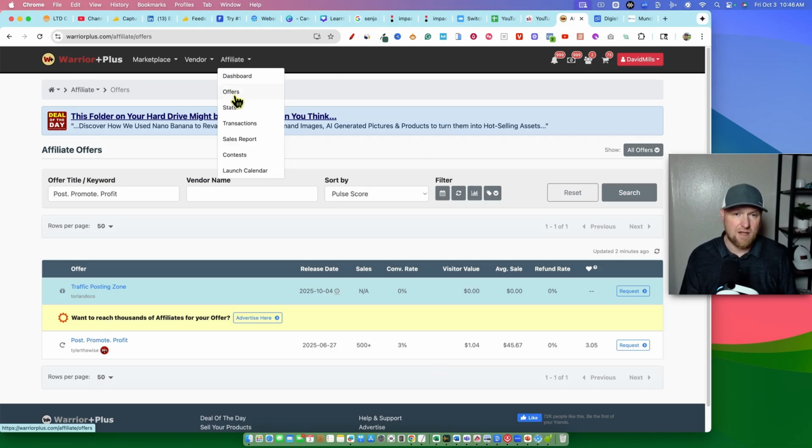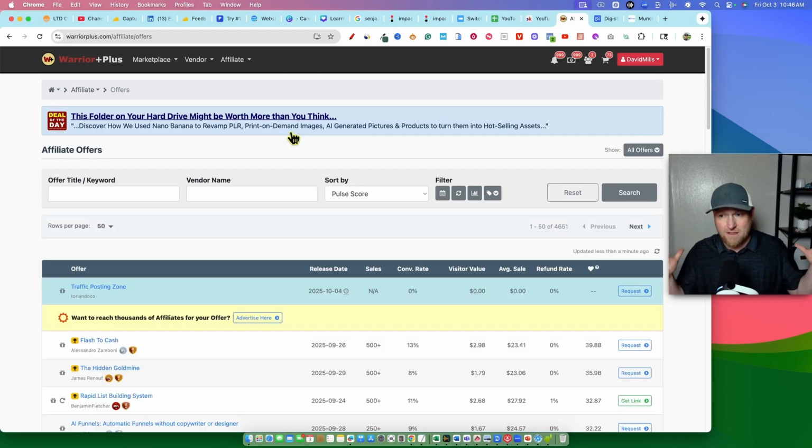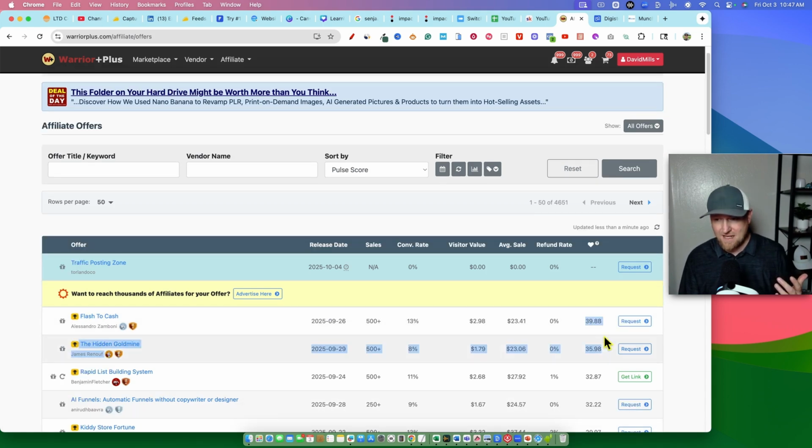Another really cool thing is you just come back over here to offers, and immediately the default dashboard that you're going to get is going to be from Pulse Score. The product on Warrior Plus that has the highest Pulse Score that's continuing to still sell is going to be at the top. Flash to Cash was released on September 26th, so the launch is probably just now becoming, you can see the Pulse Score, and this is their own algorithm.